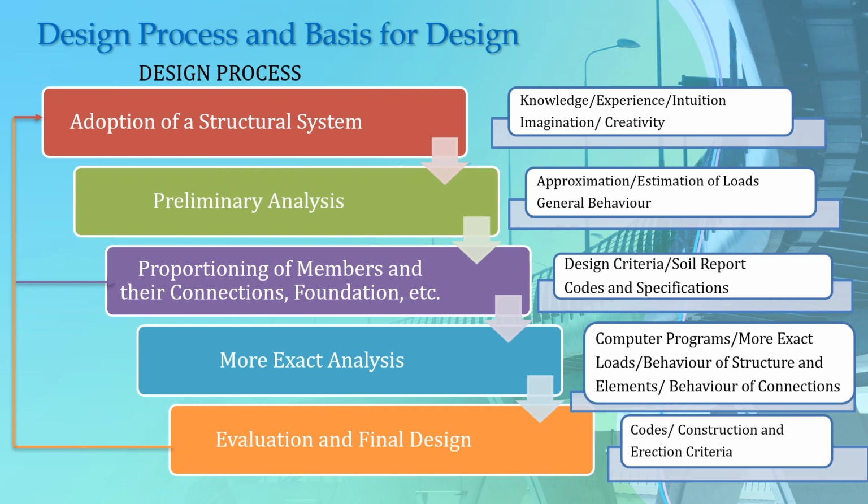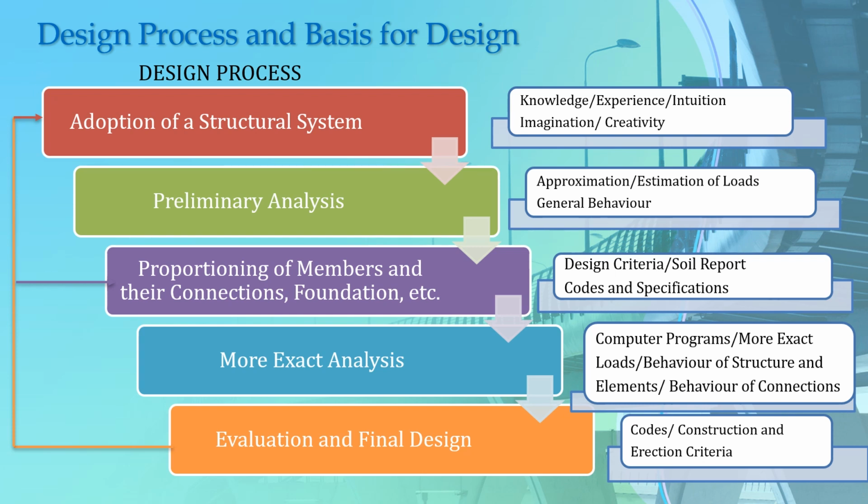So once you decide the type of structural system to be used, then we go to the preliminary analysis of that system. And in the preliminary analysis, we make various approximations. We estimate the loads coming onto our structure, and then we try to find the general behavior of our structural system to those estimated loads. The third step is the proportioning of members and their connections, foundations, and other various elements.